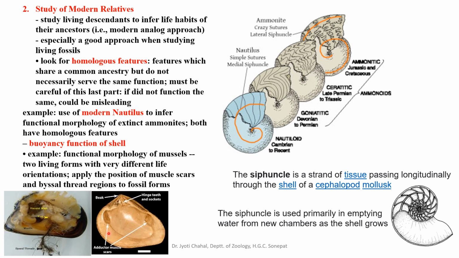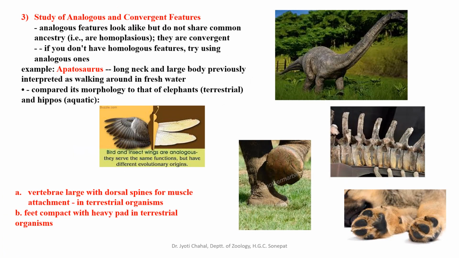Okay, so that was about the study of modern relatives of some extinct organisms. Okay, moving to the third part, that is the study of analogous organs and convergent features. What are analogous organs? Ana plus logos. Logos means origin, ana means different. That means different origin. Organisms which have different origin, they do not share a common ancestor, but still they have some features which look alike, which look similar, and they also perform similar function.